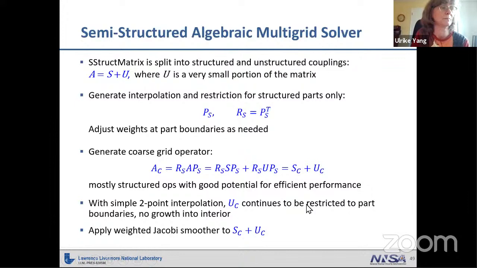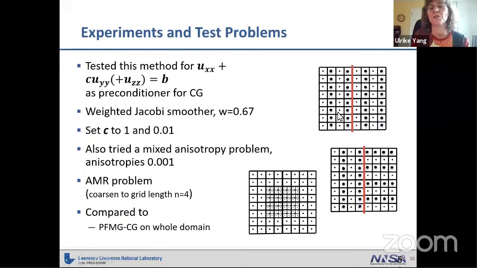Let's look at some test problems. These were just run sequentially; we just wanted to see how this converges. We essentially look at four problems now. In the first case, the grid consists of two parts, and we look at an isotropic and an anisotropic problem with 0.01 anisotropy. Then we looked at a mixed anisotropy problem, where we use anisotropy 0.01 in different directions. And finally, we also look at an AMR problem.